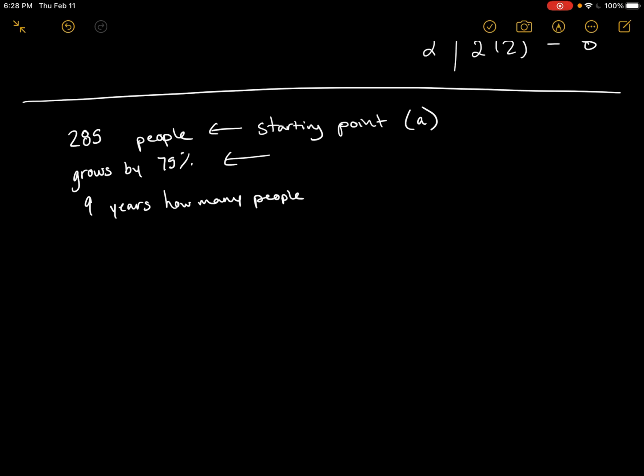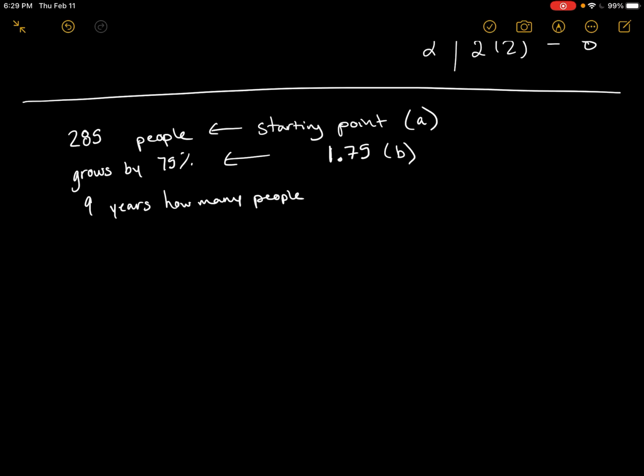Next, this is our growth rate. And the thing about this is it's growing, it's getting bigger. So it's not just 0.75, it's going to be 1.75. If we just multiply by 0.75, it would actually go down. So for example, if you multiplied 285 times 75%, you would see a reduction. You would see like 214 or so people. But if you multiply 285 by 1.75, we see what we expect, which is just under 500 people. So that is a growth, not quite double, but kind of close to it.